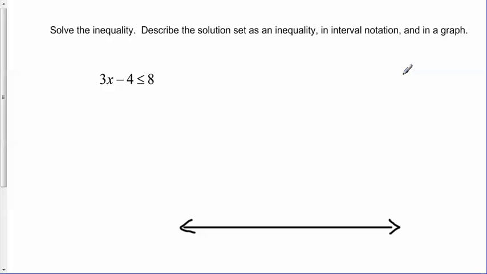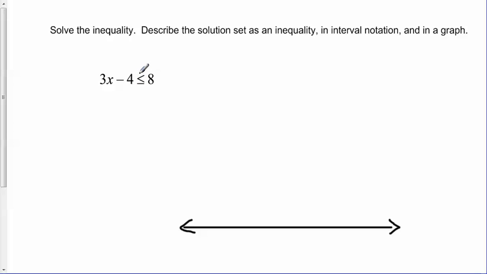Solve the inequality. Describe the solution set as an inequality in interval notation and in a graph. So the inequality that we're going to be solving here is 3x minus 4 is less than or equal to 8. And so we're going to proceed with solving this just like we would do if it was an equal sign here instead of an inequality.